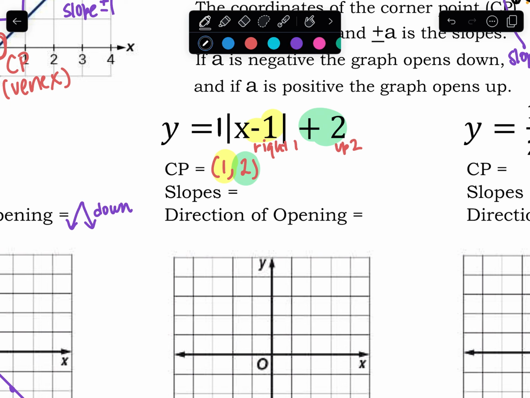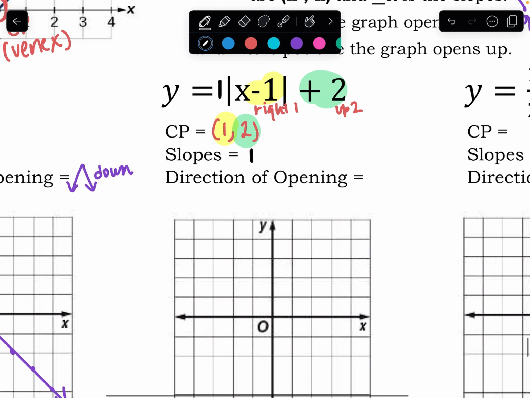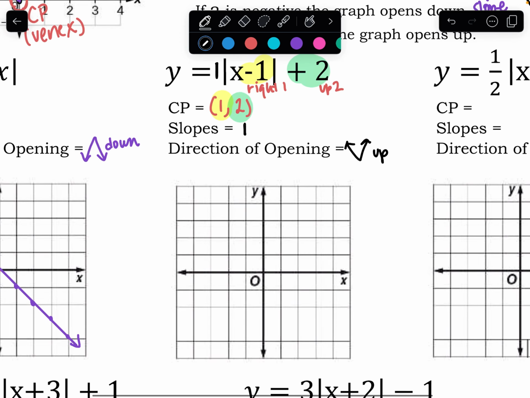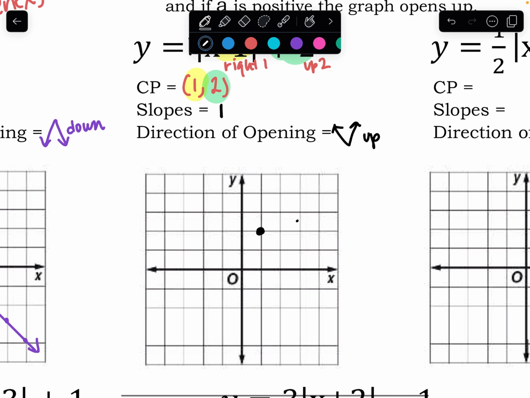There's no vertical stretch or vertical compression, and so the slope is still 1. There's no negative sign, so it's still opening up. So we're still going to have something very similar to the parent function, just moved right 1, up 2. And so there's our new critical point at 1, 2. And then still opening up, still have a slope of 1 on each side.